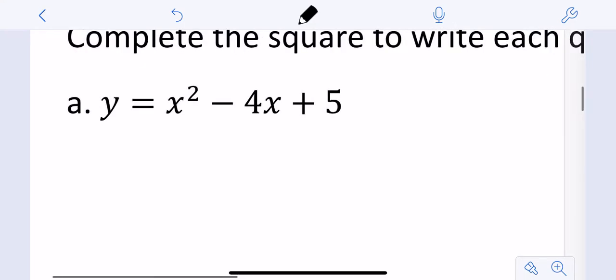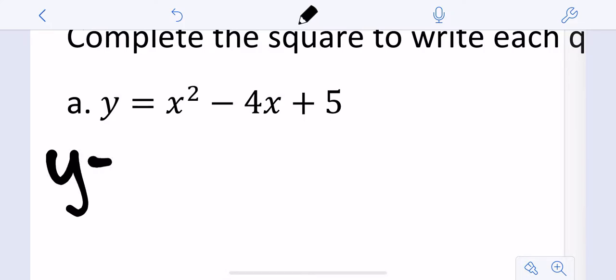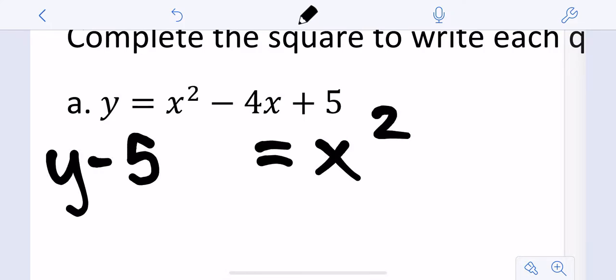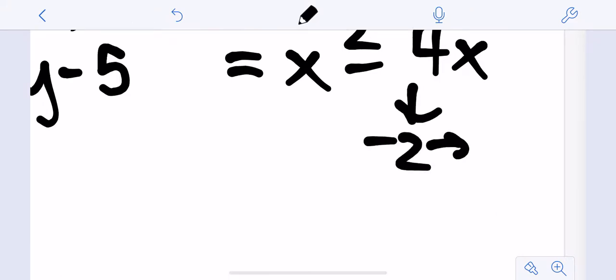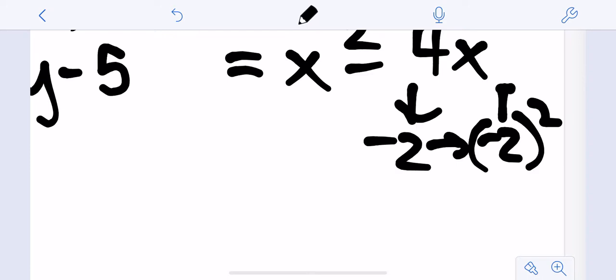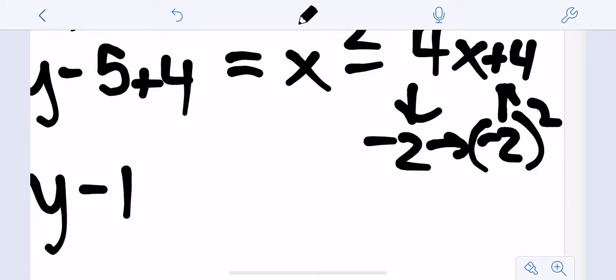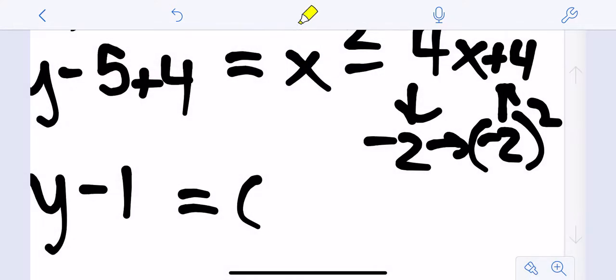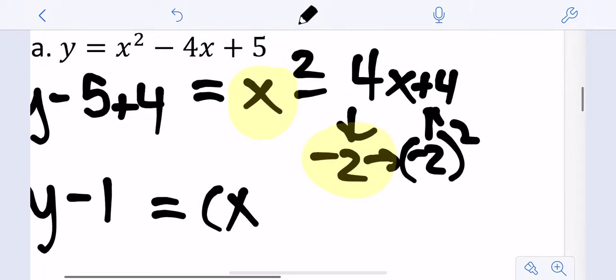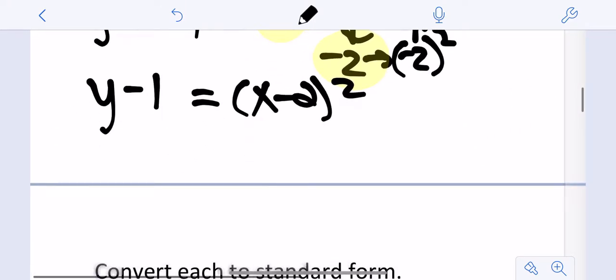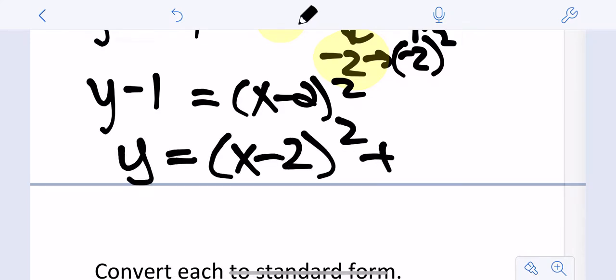If I wanted to find the vertex, again, by putting it in vertex form, I could subtract 5 from both sides. And then I'm going to complete the square. So half of this is -2. -2 squared is 4, so I'm going to add 4 to both sides. So I get y minus 1 equals, and then when I factor this, remember I'm going to do this variable, that number. You could also just factor it normally, but this will always work: (x - 2) squared. And so I wind up with y = (x - 2)^2 + 1.